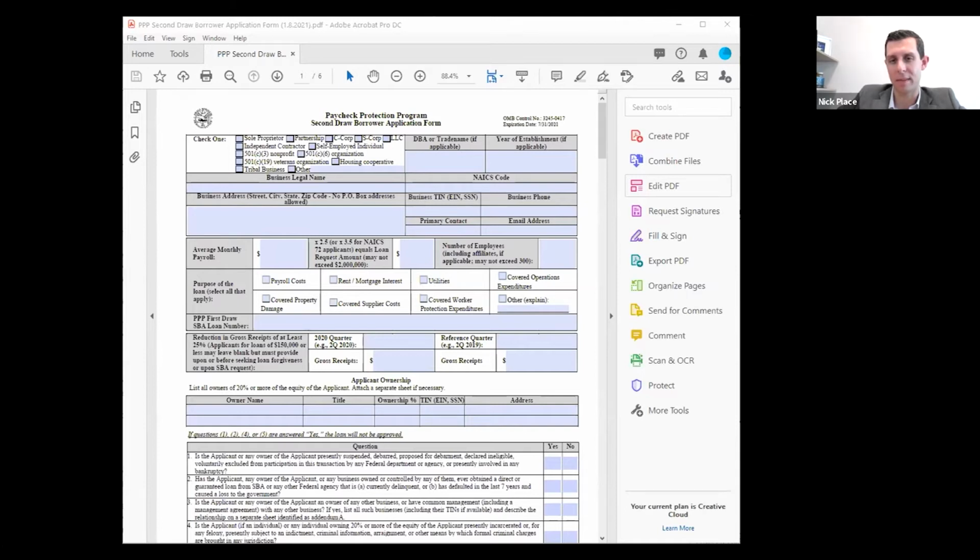And Greg, I don't know if they've given specific... I don't think they've changed the eligibility period or the spend down period for seasonal businesses. I don't believe, right? Yeah, I've not seen anything. To your point, you can pick your covered period now between 8 and 24 weeks, but the maximum is 24 weeks from the date of your disbursement.